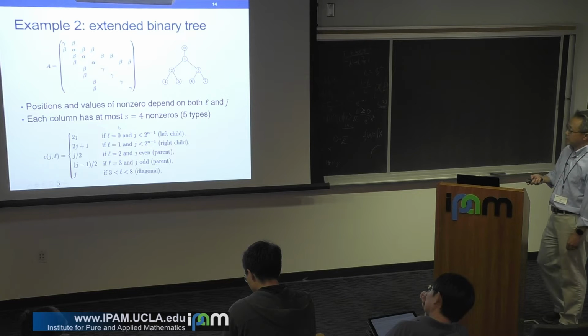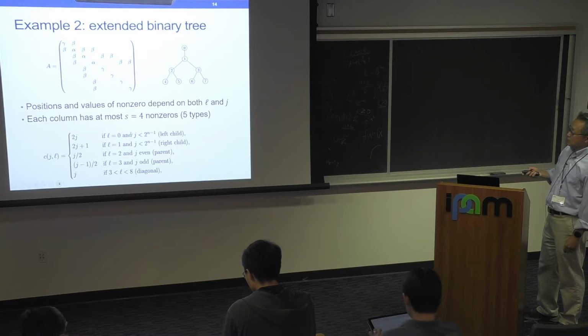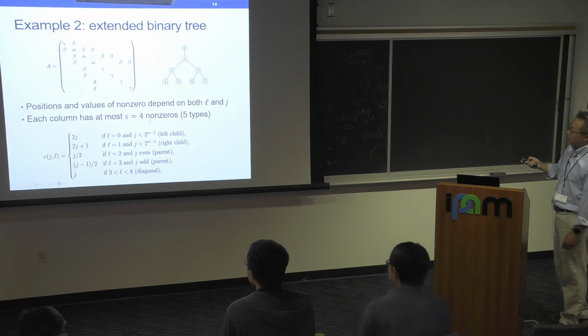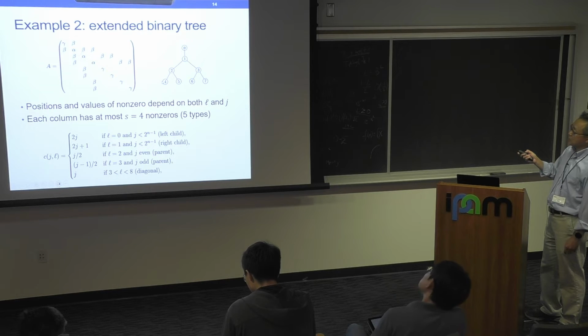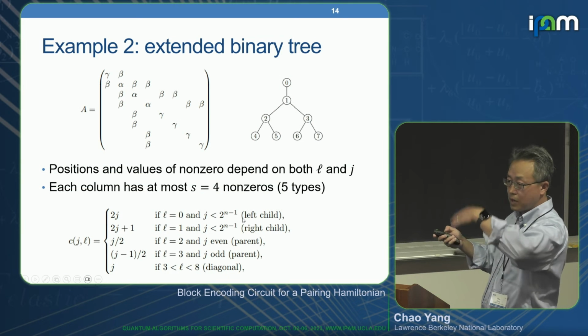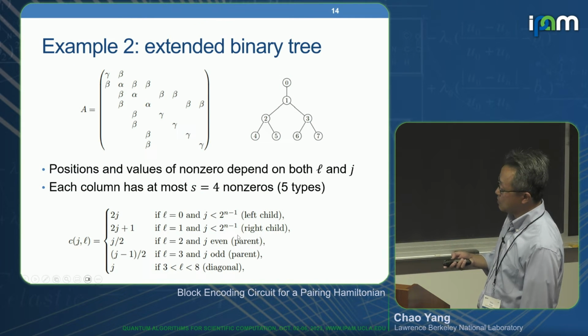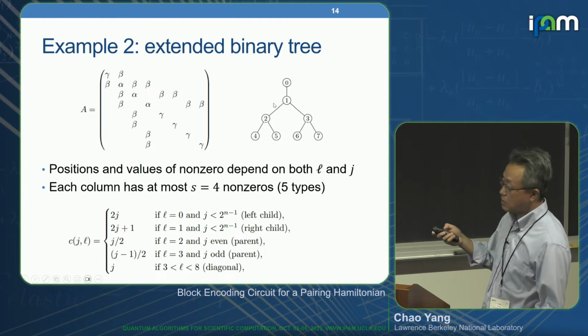It describes the relationship between the nodes. If L is 0 and J is less than 2 to the n minus 1, it's a left child. If you look at the numbers, the integer index of the left child is 2 times the parent node. If it's the right child, then it's 2J plus 1. These are the lower triangular part of the matrix, and the upper triangular part describes the parent. The parent of 2 is 1, so that's just 2 divided by 2.